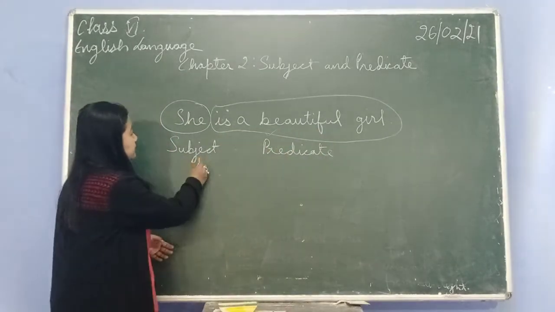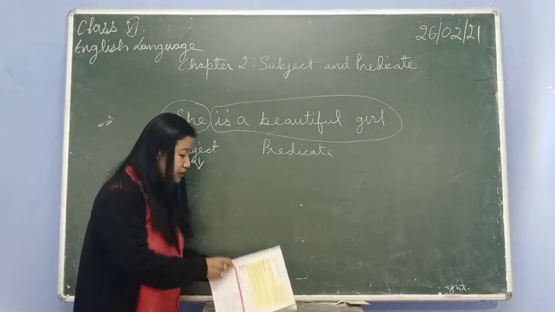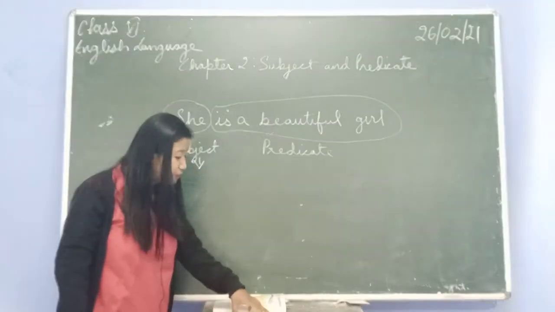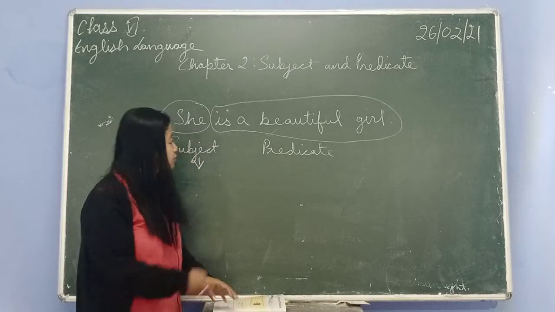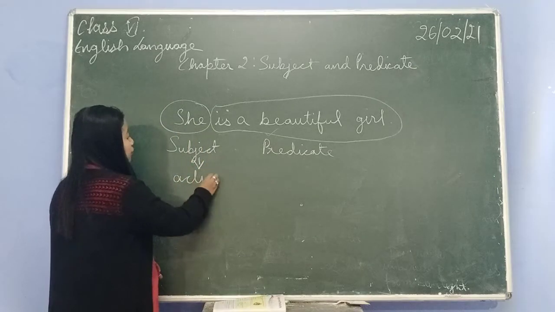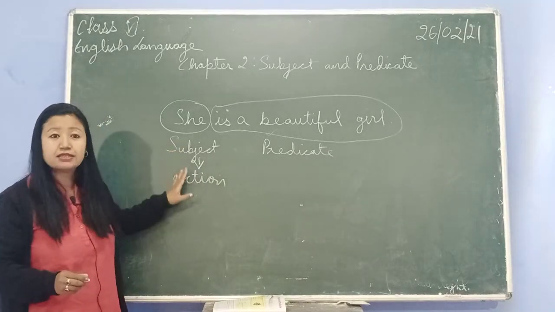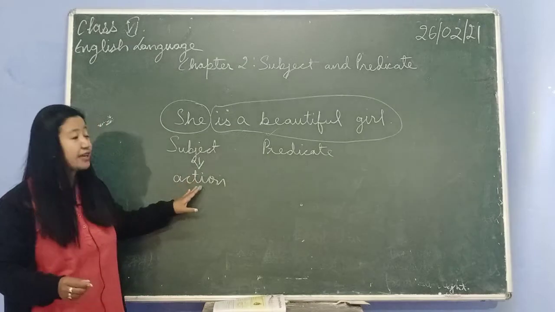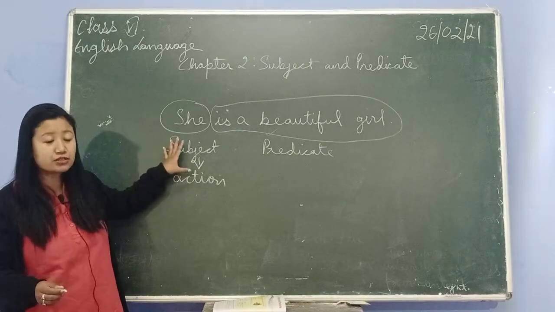Now what do you understand by subject? It's there on page number 9 of your books. The subject is that part of the sentence that performs the action. So whoever does the action, who is this person, is your subject. It tells the action this person or thing is doing. That is your subject.